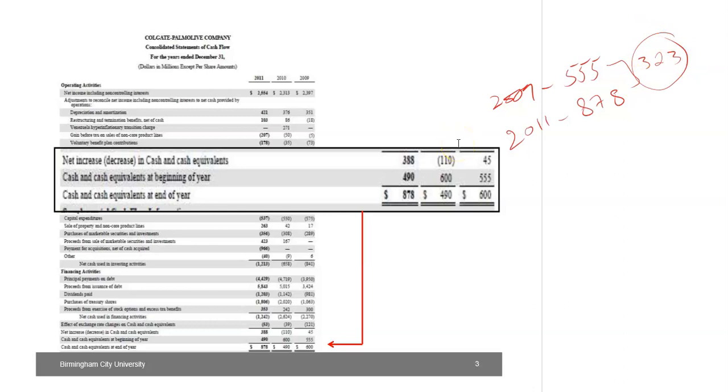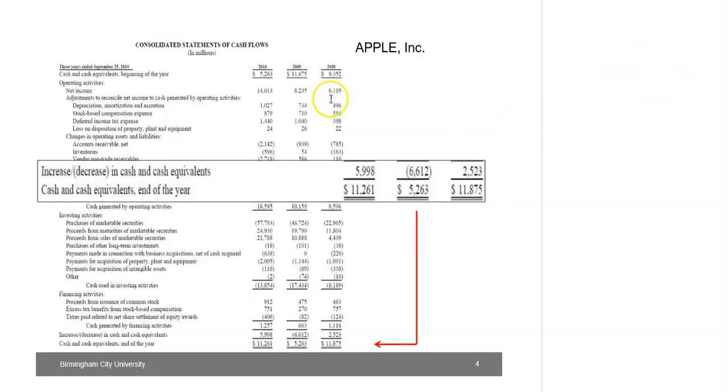The cash flow statement then provides detailed account of the changes or factors that have led to the net increase or decrease in the opening balance of cash at the end of the year. Here we have the cash flow statement of Apple for the year 2010. There is a net increase of nearly 6 billion and the closing balance of cash is 11.26 billion for the year 2010. The net increase in cash of nearly $6 billion is accounted for by operating activities, investing activities, and financing activities. Operating activities have generated nearly $18.6 billion in cash.